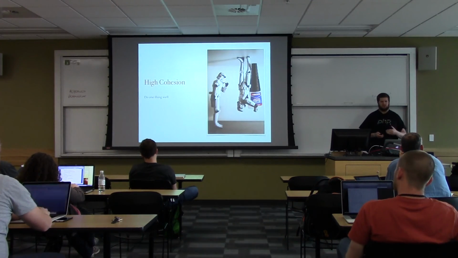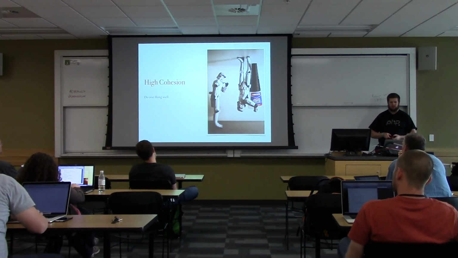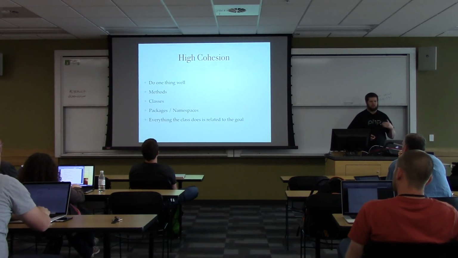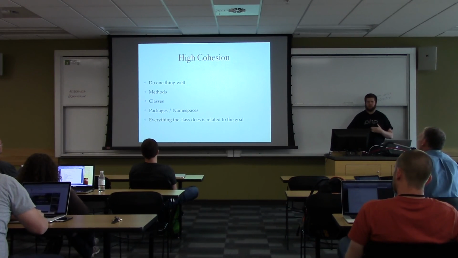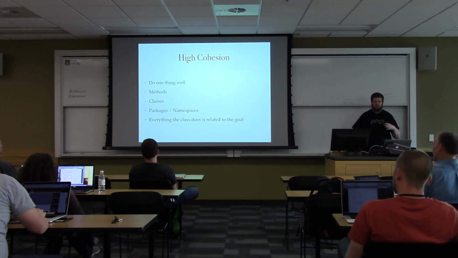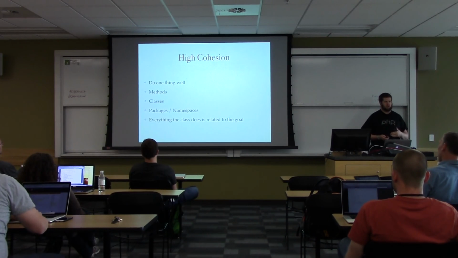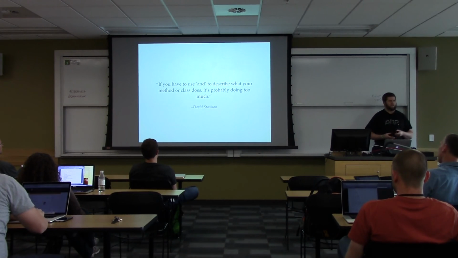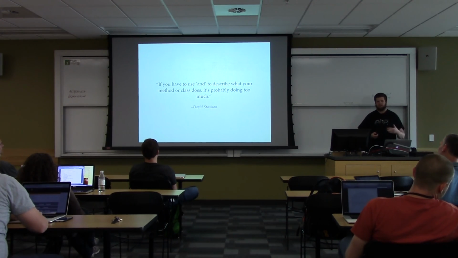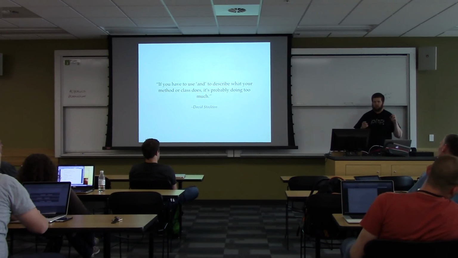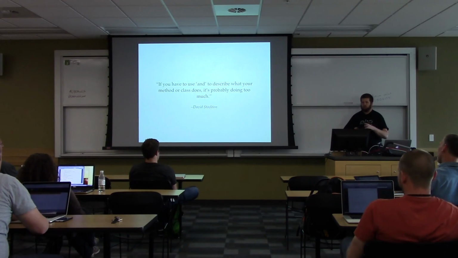All right, high cohesion. This is doing one thing and doing it well. This goes through everything. It means do one thing and do it well in your methods, in your classes, within your packages and namespaces. Everything that the class does should be related to one goal. Everything that the method does should be related to one goal. If you have to define or describe your class and you have to use the word and, it probably means it's doing too much. The same goes for your methods, your classes, your functions. If it's do this thing and do this other thing, you probably ought to break it into a couple of different things.